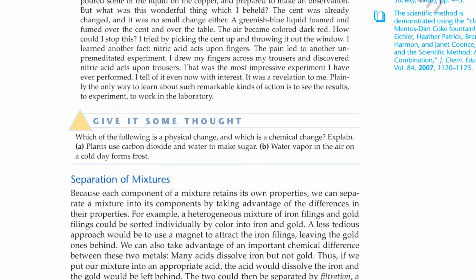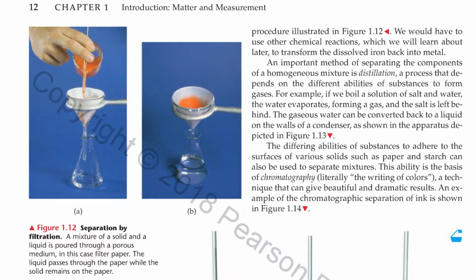Many acids dissolve iron, but not gold. Thus, if we pour our mixture into an appropriate acid, the acid would dissolve the iron and the gold would be left behind. The two then could be separated by filtration, a procedure illustrated in Figure 1.12. We would have to use other chemical reactions, which we will learn about later, to transform the dissolved iron back into metal.